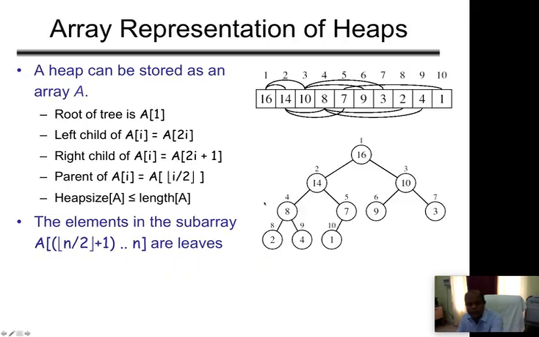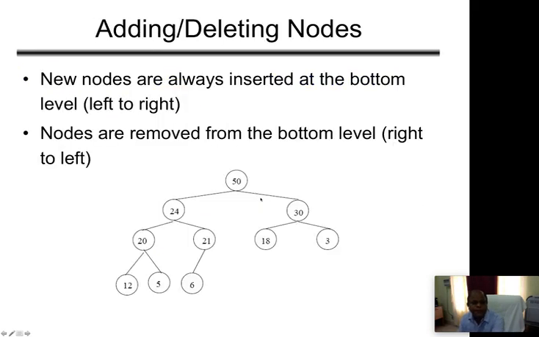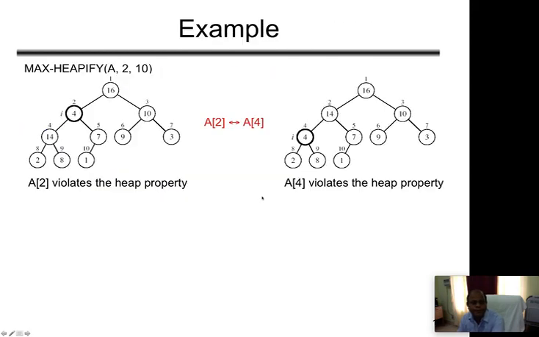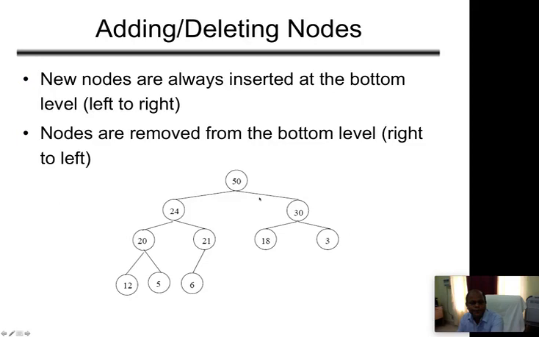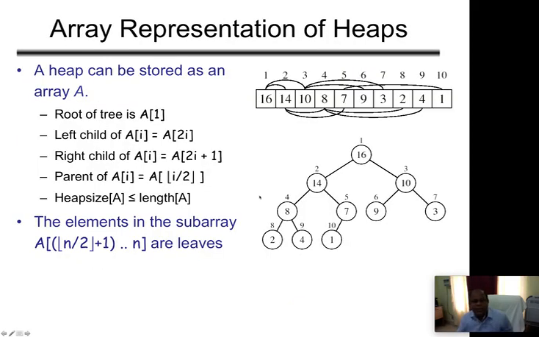Okay. Now, see how we can think about it. Any array that is given, first of all, we can think of it as a nearly complete binary tree.